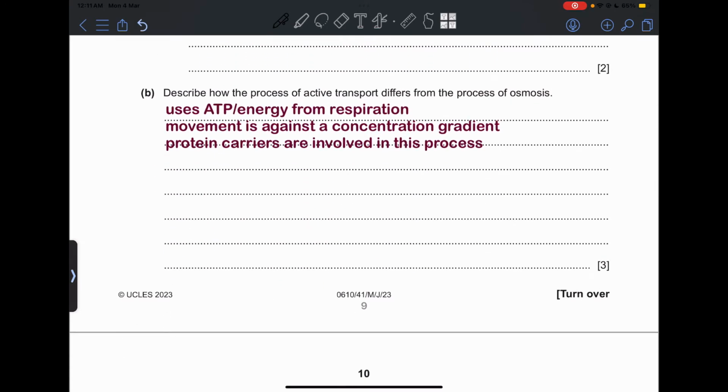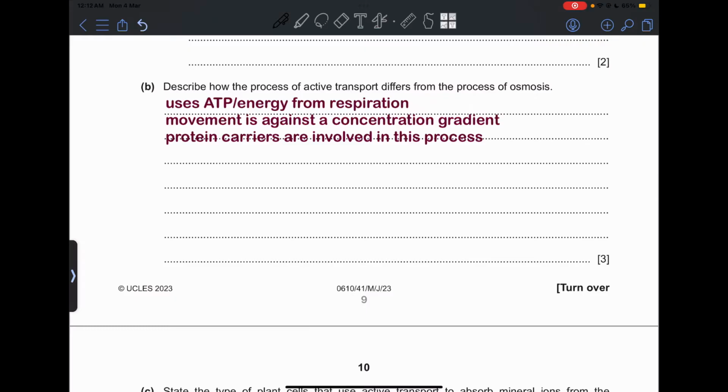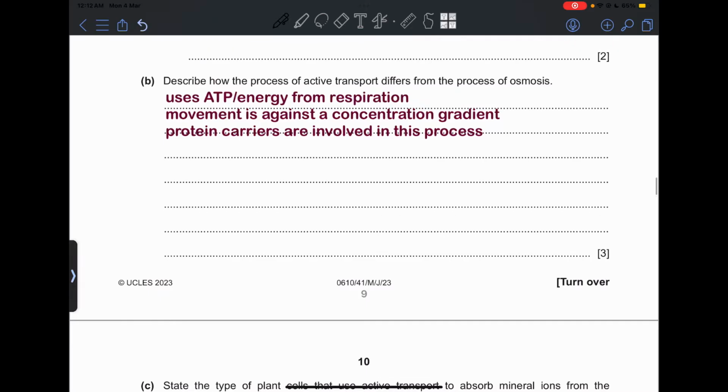B says, describe how the process of active transport differs from the process of osmosis. So active transport is very different from osmosis. Active transport is a process that uses energy, or ATP, from respiration. ATP means energy, it's the same thing. Movement is against a concentration gradient in active transport, whereas in osmosis it is with a concentration gradient. Protein carriers are involved in the process of active transport. So this is the difference between active transport and osmosis. Osmosis is a passive process, which means it does not use energy, which is the opposite of active transport.